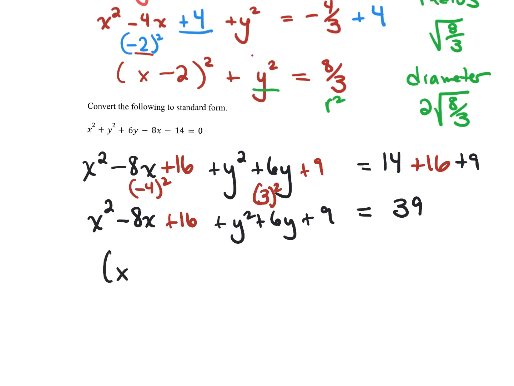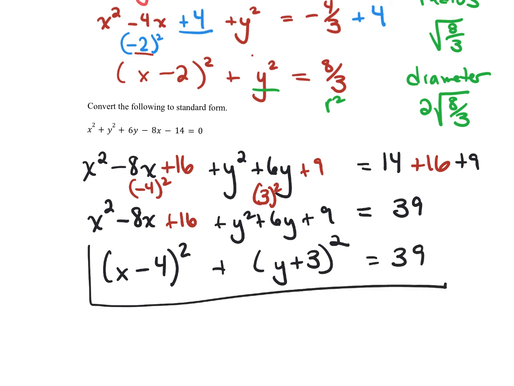So this is going to factor as x minus 4 squared. Two numbers that multiply to 16 and add to negative 8. This is going to factor as y plus 3 squared equals 39. So center of (4, negative 3), and a radius of square root of 39.